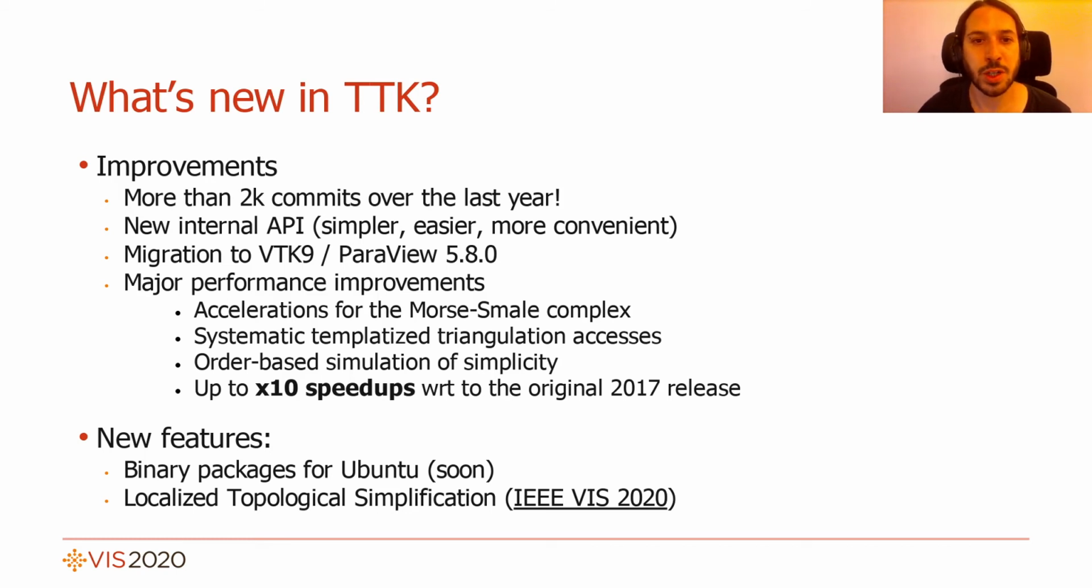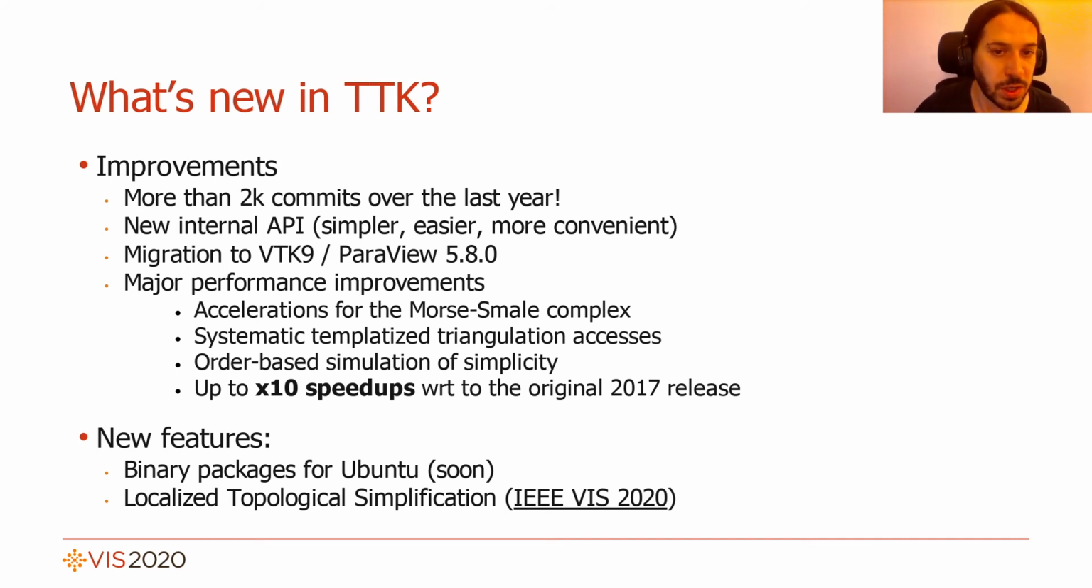There's been a major work from Kitware to port TTK to the new versions of VTK and PowerView. And on top of that, we came up with major performance improvements dealing with various low-level optimizations with the Morse-Smale complex, our triangulation data structure, and our internal representation of scalar data. So overall, for some of the examples which are available on the TTK website, we observed a 10 times speedup with regard to the original 2017 release.